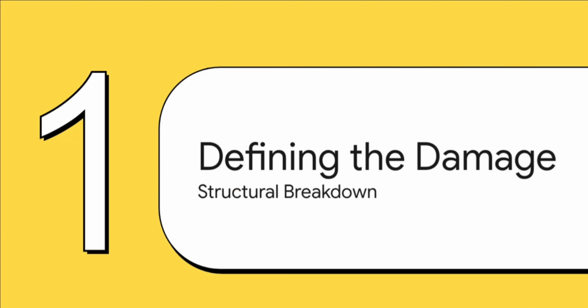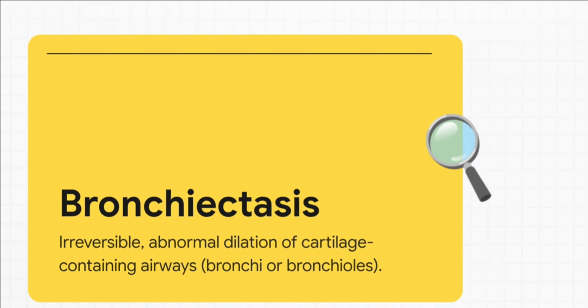Section 1. Defining the damage. So, what exactly is bronchiectasis? Well, it's defined as an irreversible, abnormal dilation of the cartilage-containing airways, specifically the bronchi or bronchioles. Now, the absolute crucial word here is irreversible.